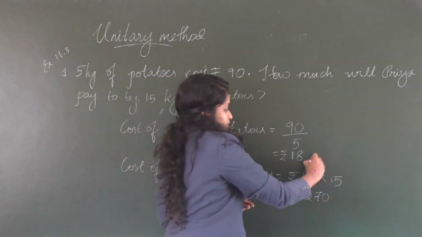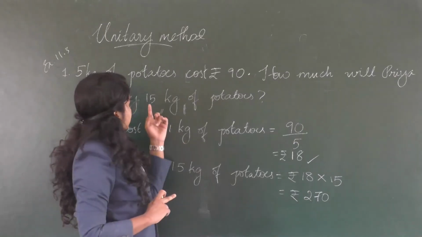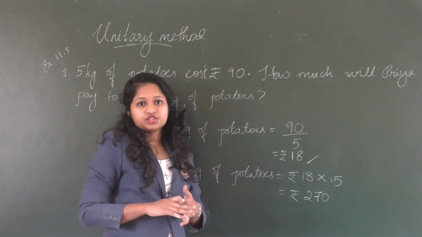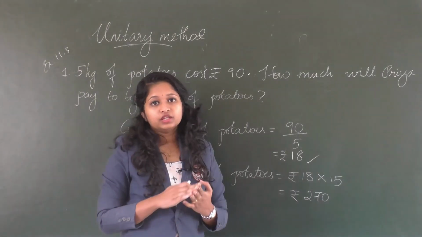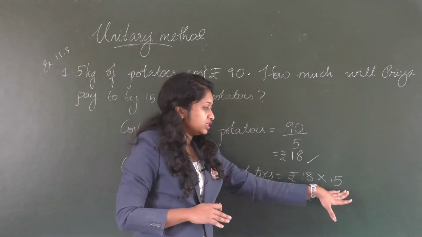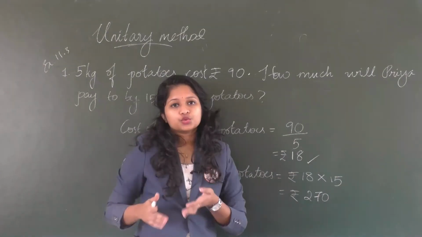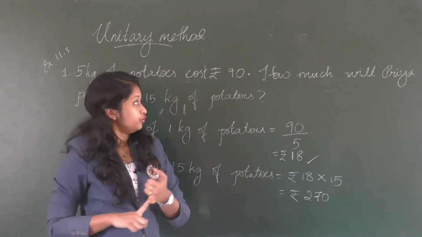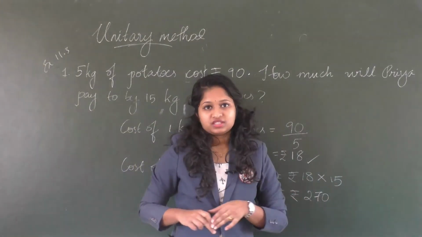So we got this. Now what is remaining? To find the cost of 15 kg of potatoes. To find that, multiply 15 by 18. So when you multiply 18 and 15, we get rupees 270. So the cost of 15 kg of potatoes is rupees 270.